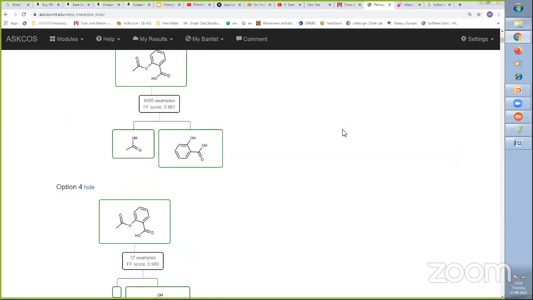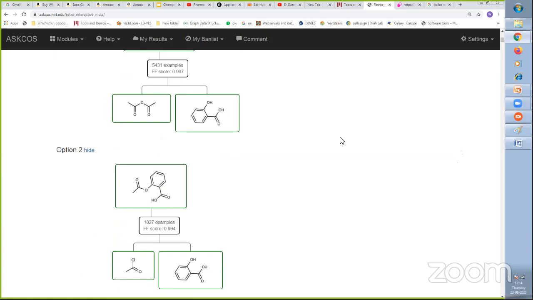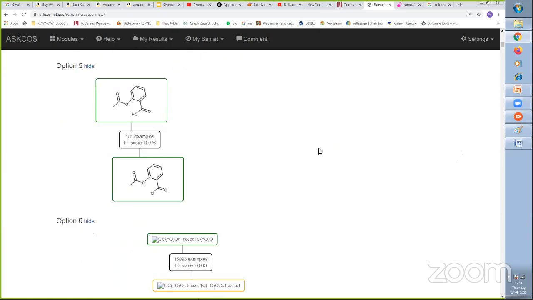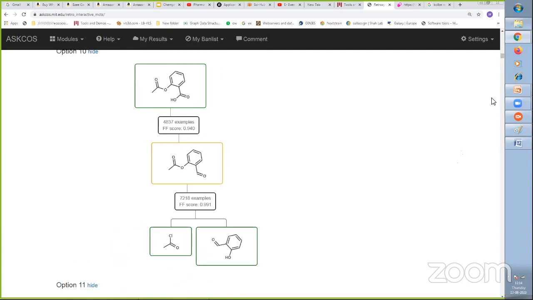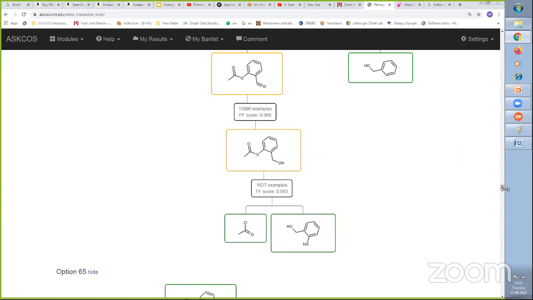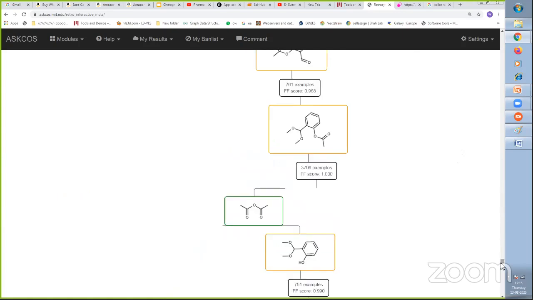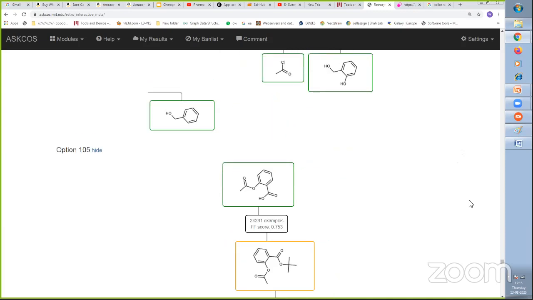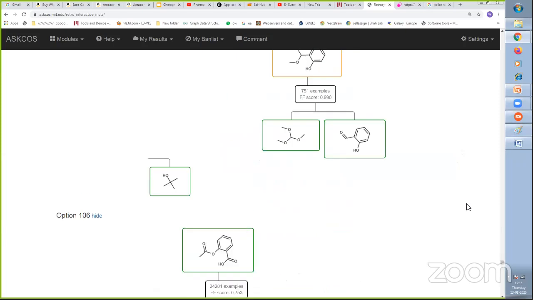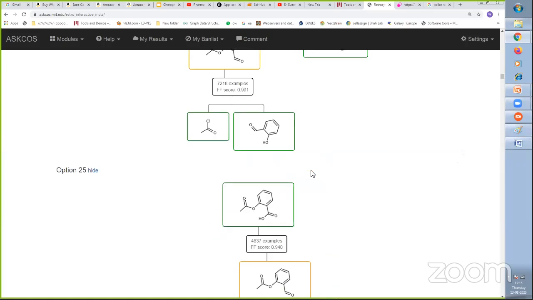So now many options are there. Now what can we do? Since it's a multi-step, it gives hundreds of options. You see. Now we'll go to the next one. It gives several possibilities, several options, from the easiest ones to all types of possibilities. So now coming here.